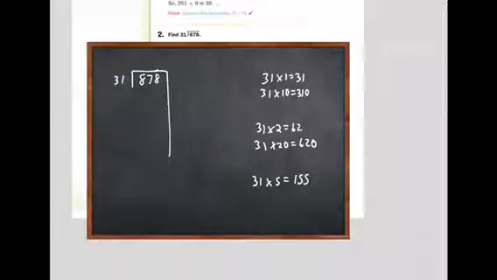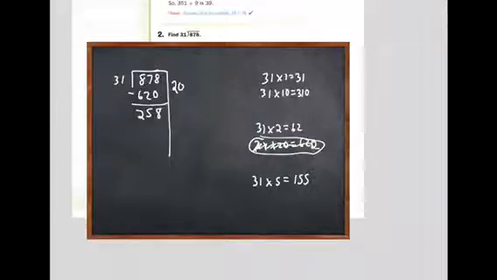Right away, I see my biggest one here. It's going to go at least 20 times, and that's going to get you 620. So I'm going to subtract. I'm down to 258. Now, of the remaining facts, 620 is too big, and 310 is too big, so we're not going to use those. I am going to use this one.